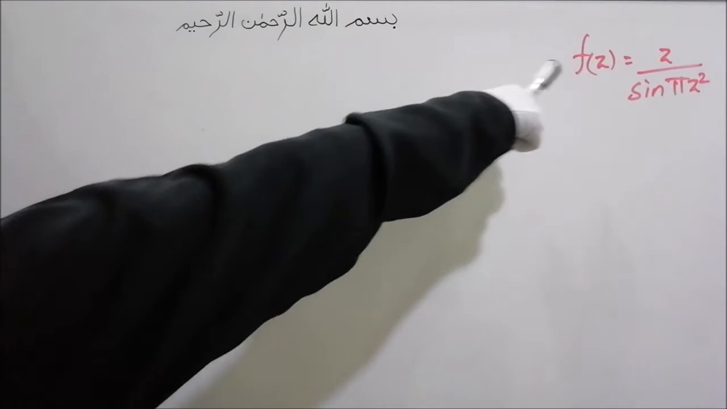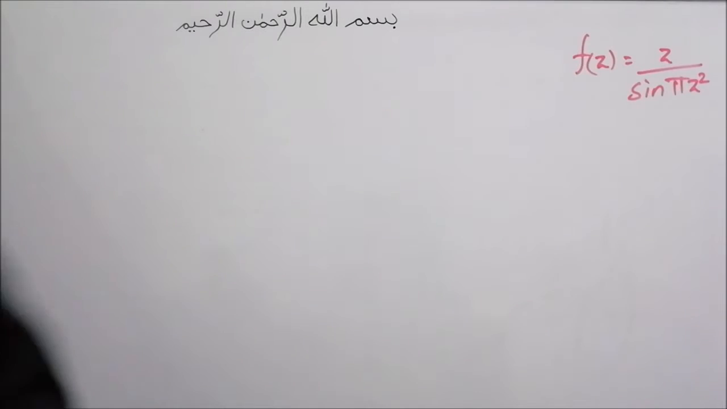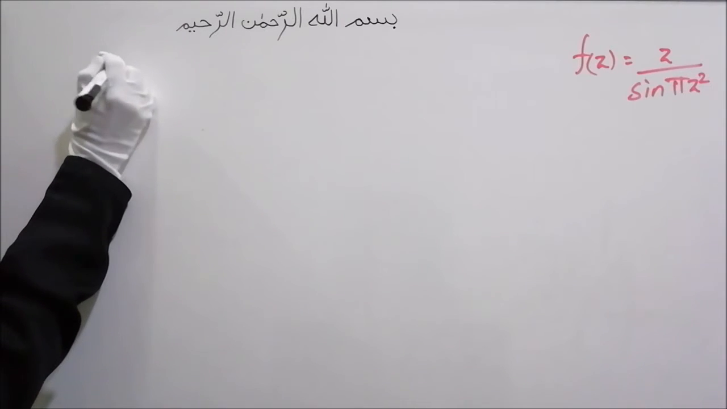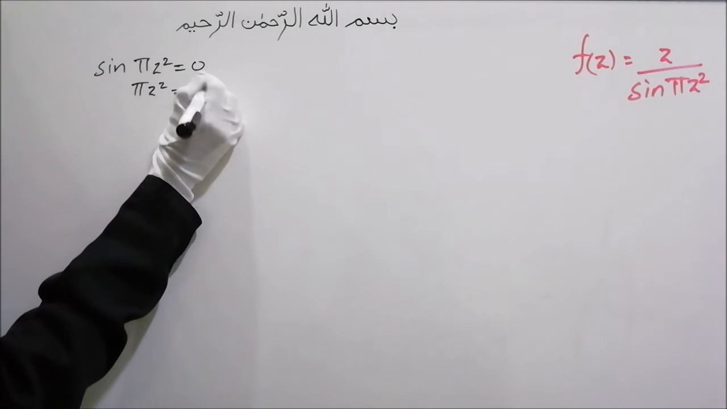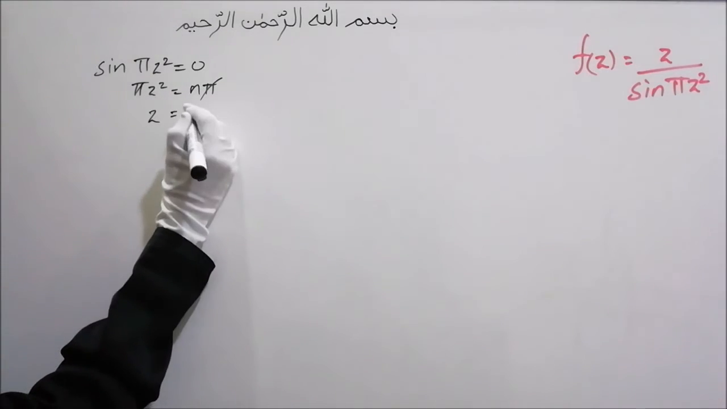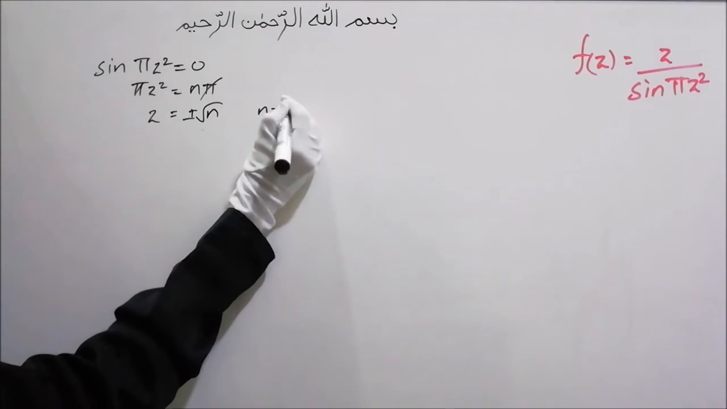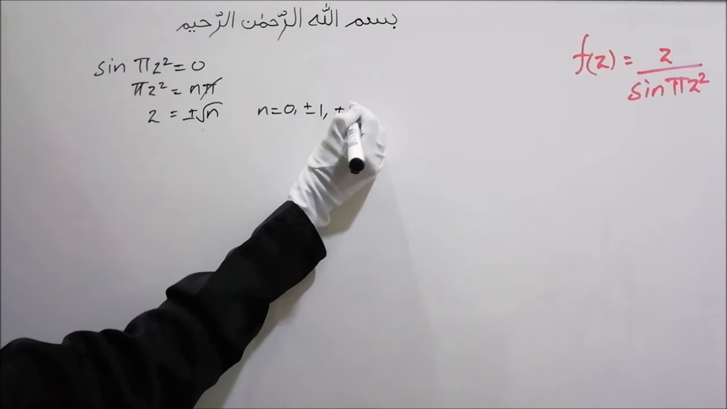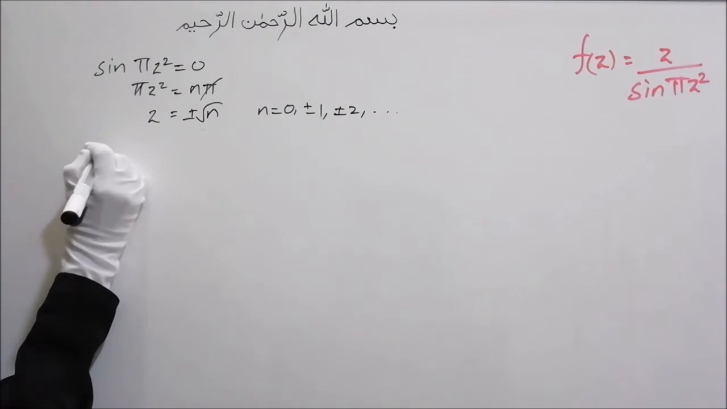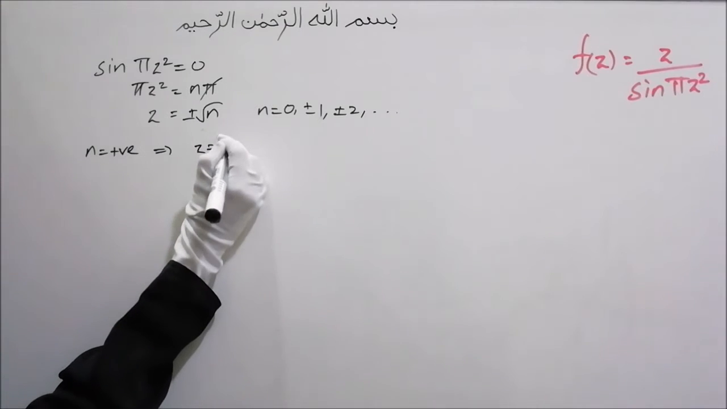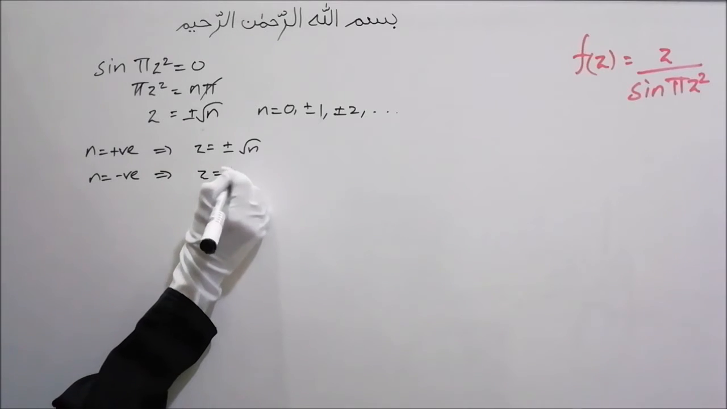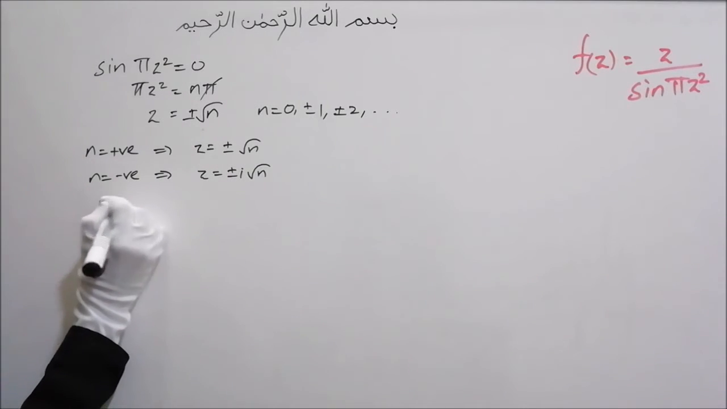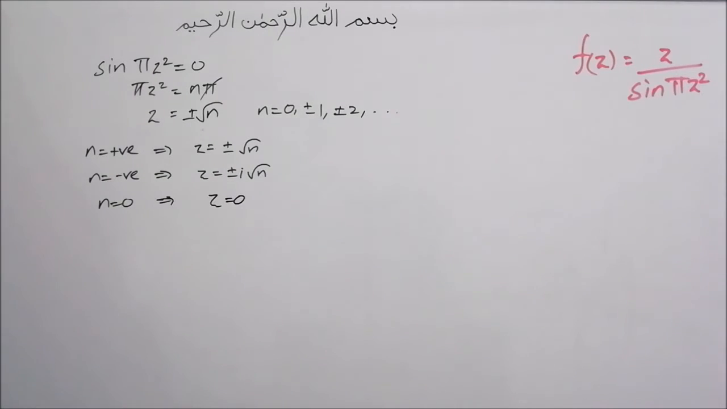In the second problem, given the function f of z is equal to z upon sine pi z squared, we have to find the nature of the pole. So here we'll take again the denominator equals to 0. So we'll have sine pi z squared equals to 0. That is pi z squared is equal to n pi. Pi and pi cancels out. We get z equals to plus minus root n. For n values are 0, plus minus 1, plus minus 2 and so on. When we take n equal to positive values, we will get z is equal to only plus minus root n. When we take n as negative values, we will get z is equal to plus minus i root n. And when we take n equals to 0, we will get z equals to 0.